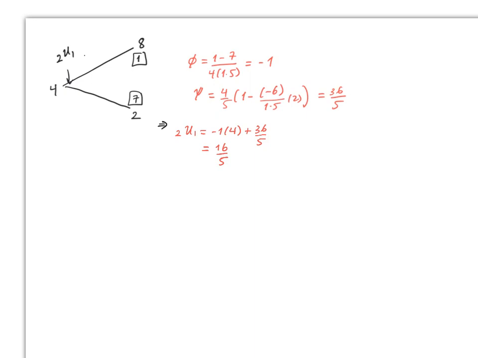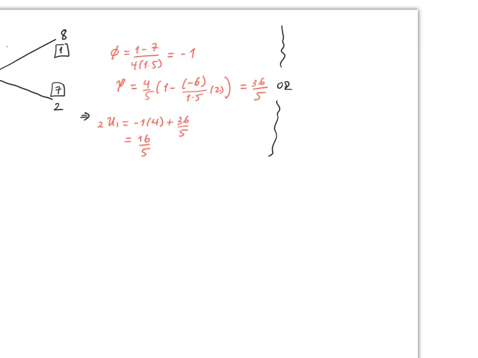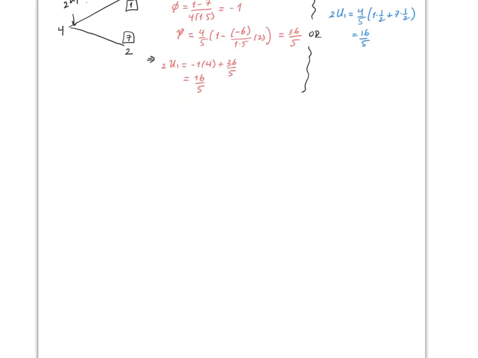Again, you should check. Or you can use the conditional expectations, and you do that. 2U1 is equal to 4 over 5 times 1 times 1/2 plus 7 times 1/2. And this is equal to 16 over 5, which is exactly the same thing. Okay? All right, so let's regroup and see what we have.